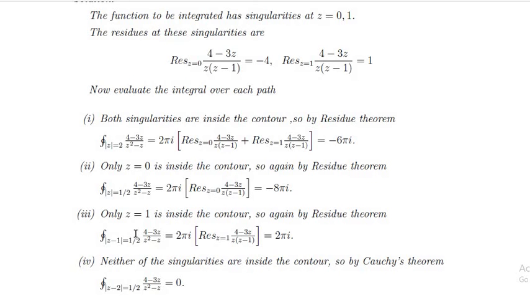Now come to the third case. Here z equal to 1 is inside the contour. Z equal to 0 is outside. So again by residue theorem, the integral value equal to 2 pi i into residue at z equal to 1. So the answer is 2 pi i. Come to the fourth case. In this case, neither of the singularities are inside the contour. So by Cauchy's theorem, the integral value equal to 0.